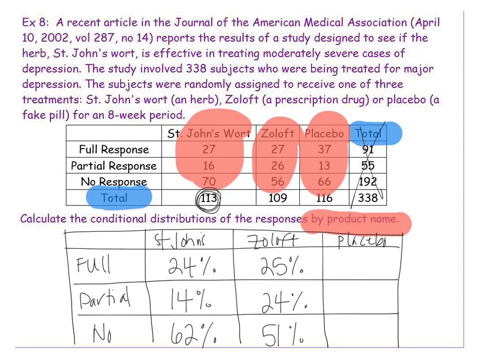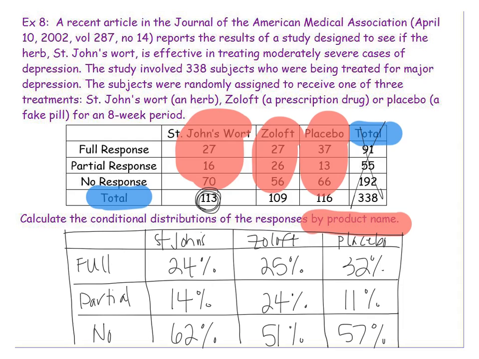And we're going to do the same thing with placebo. 37, 13, and 66, each divided by 116. 37 divided by 116 gives me 32%. 13 divided by 116 gives me 11%. And 66 divided by 116 gives me 57%.